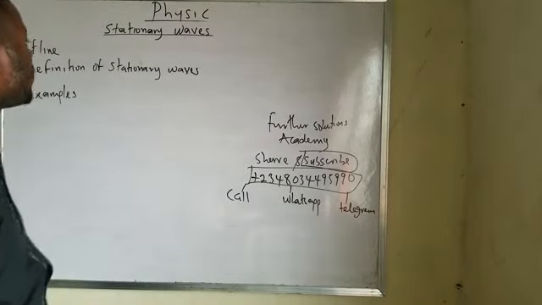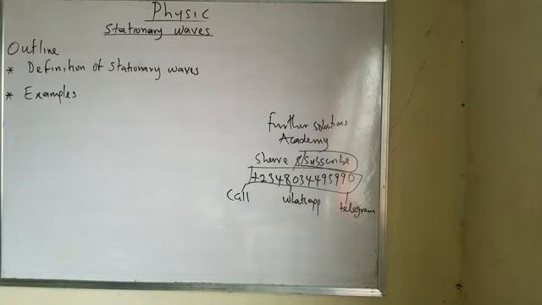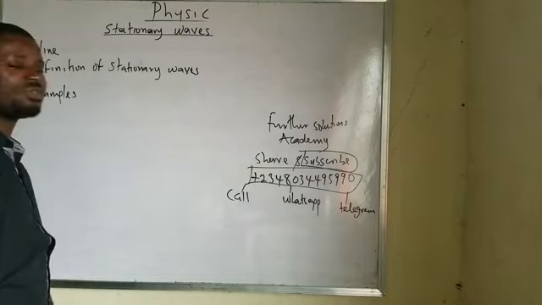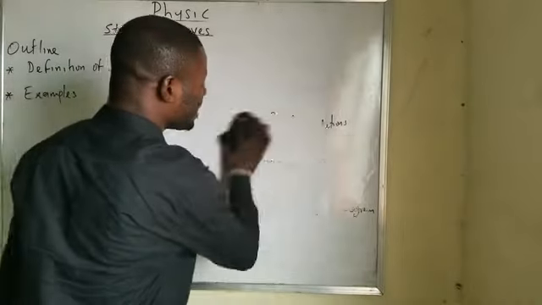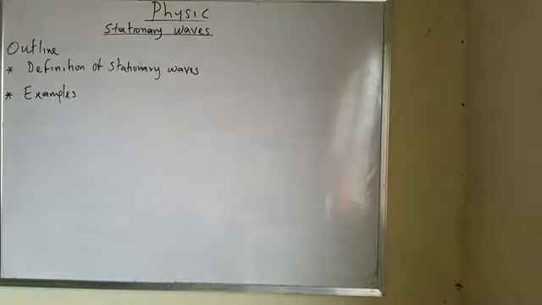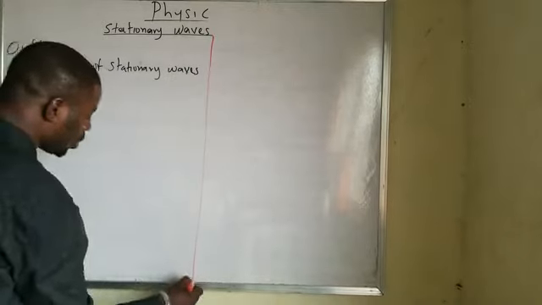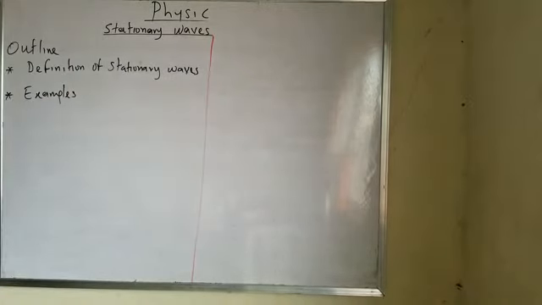Okay, in this video, I'll be walking you through stationary waves. The outline of this video is the definition of stationary waves, and examples on them also. By the end of this video, you will understand all this. But the definition, I have to calm down and explain it very well. The first thing, when we're talking about the definition of a wave, we have to understand what is called a node and an antinode.